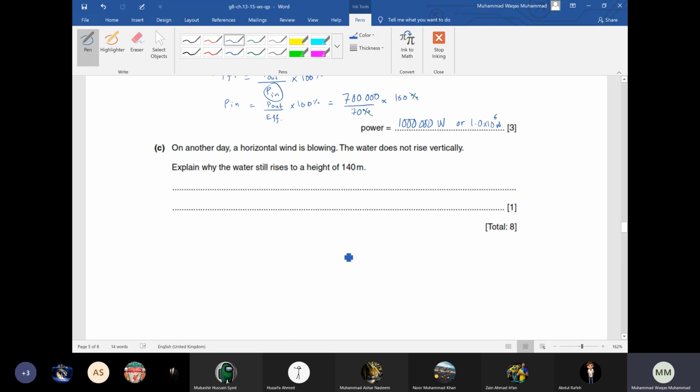Next beta, the question is, on another day a horizontal wind is blowing, and the water does not rise vertically. Explain why the water still rises to a height of 140 meters. So when there is no wind, the water rises vertically like this, right? Now if there is a wind, the water does not rise vertically, it rises something like this due to the wind. They say it does not rise vertically, but it still rises to the same height, 140 meters. Why?